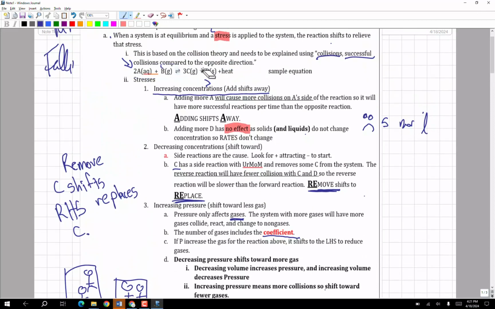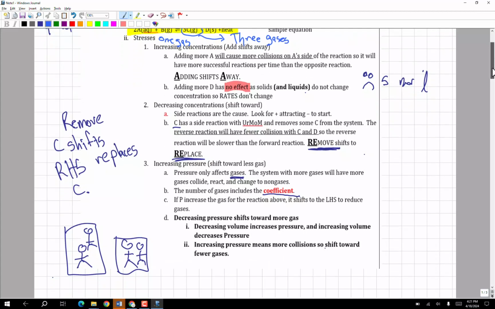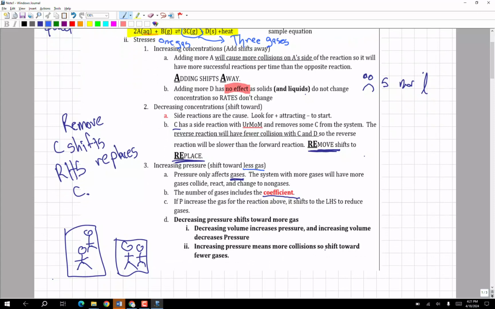Why is that? Looking at this reaction, on the left-hand side I have one gas, and on the right-hand side, with the coefficients, I have three gases. So if I increase the pressure, it will shift to the side with less gas. That means in this case, it will shift to the left-hand side to reduce the gases. That's the stress. It's too crowded. It's going to shift to have less crowdedness, less stress.